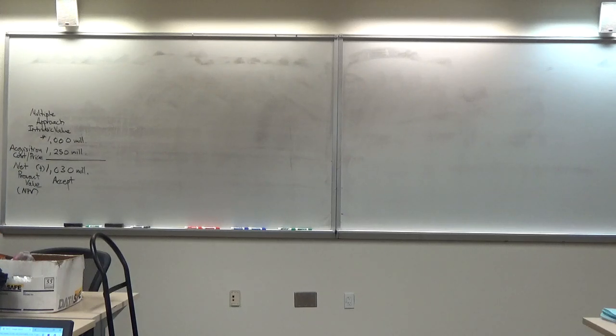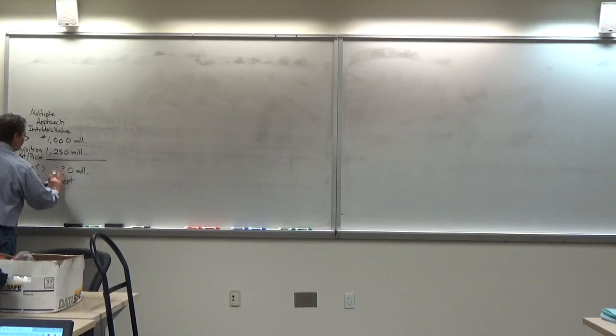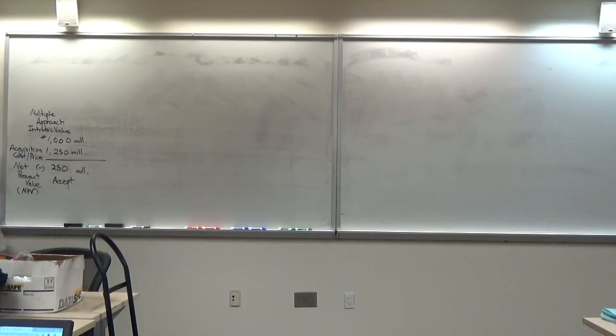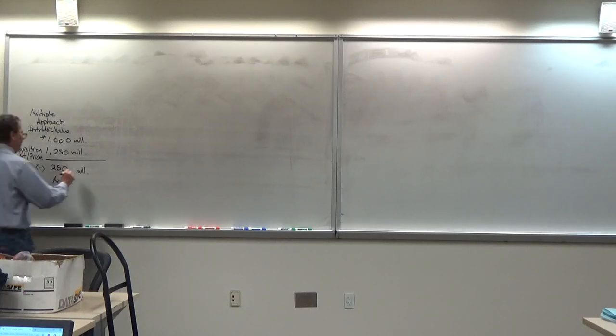So the intrinsic value is $1 billion, but the acquisition price at which they're selling it is 1.25 billion. So what's my net present value? Negative 250. Got it. Negative 250. Under that scenario, would we accept or reject it? Reject. Got it.